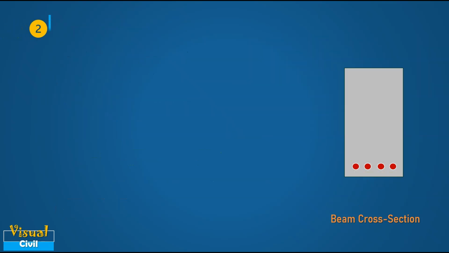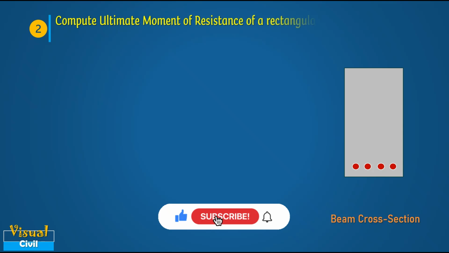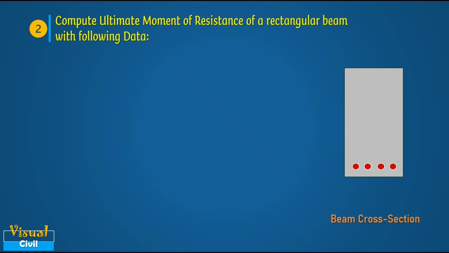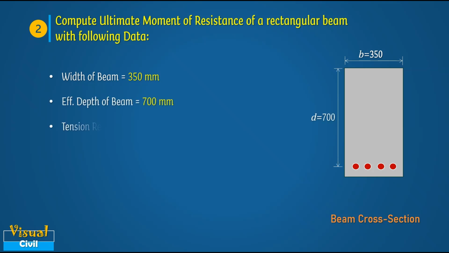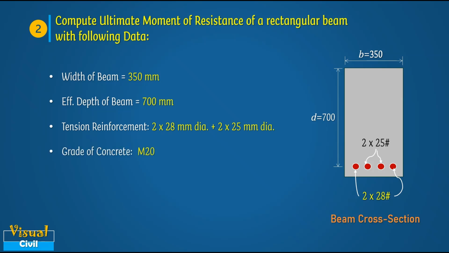Now, let us move on to our second illustrative example for the computation of moment of resistance. Here are the given parameters. The beam has a width of 350 mm. Its effective depth is 700 mm. The tension reinforcement provided consists of 2 bars of 28 mm diameter and 2 bars of 25 mm diameter. For materials, we are again using M20 grade concrete and Fe415 grade steel. With these values, we will now proceed step by step to calculate the ultimate moment of resistance of this singly reinforced beam.